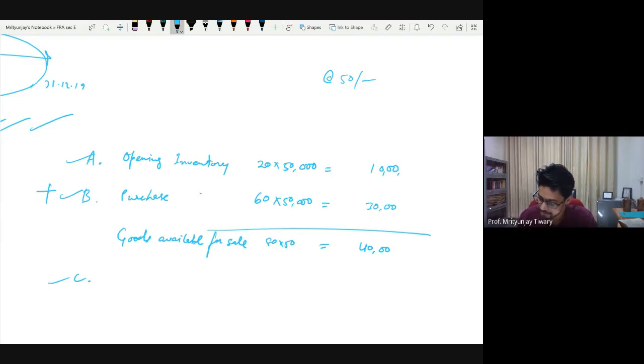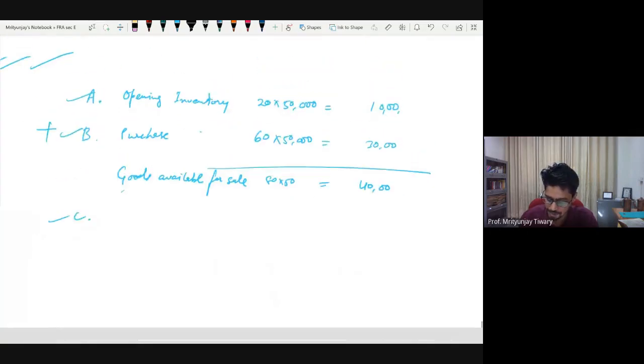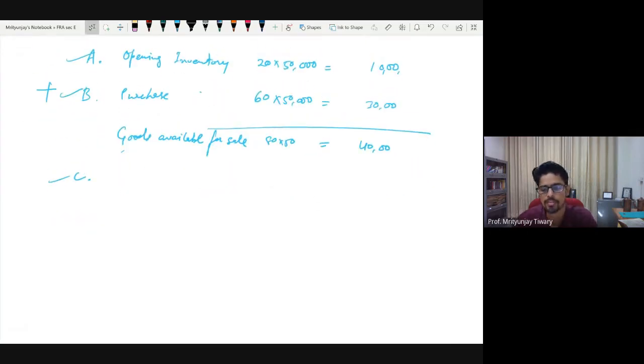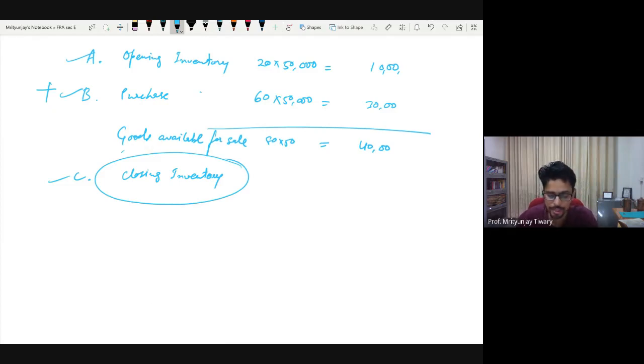What does this line mean? That I could have sold a total of 40 lakh worth of inventory. That's the literal meaning, goods available for sale. Now I need just one more piece of information and then I can deduce my cost of goods sold. That piece of information is how much inventory am I left with? That is called closing inventory. Now, how do I find this piece of information? This piece of information will come from physical stock taking, physical inventory taking.